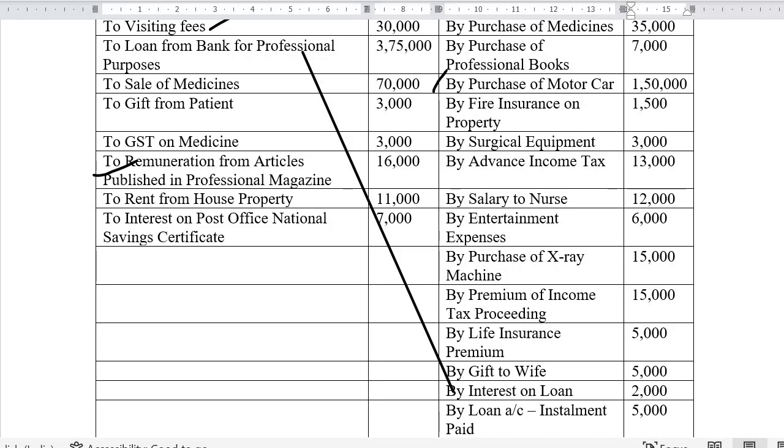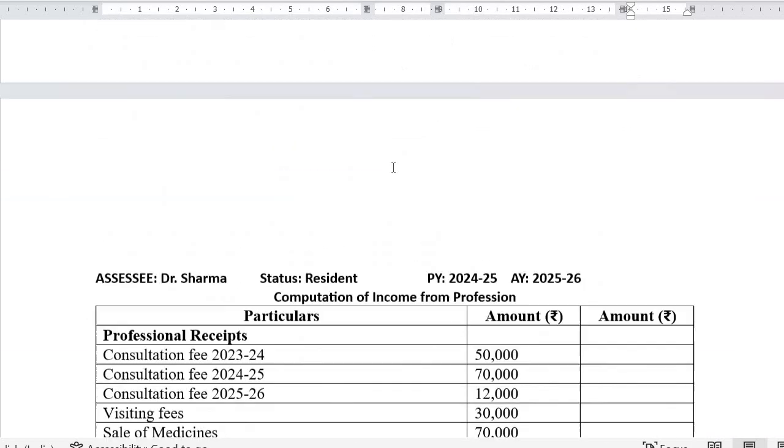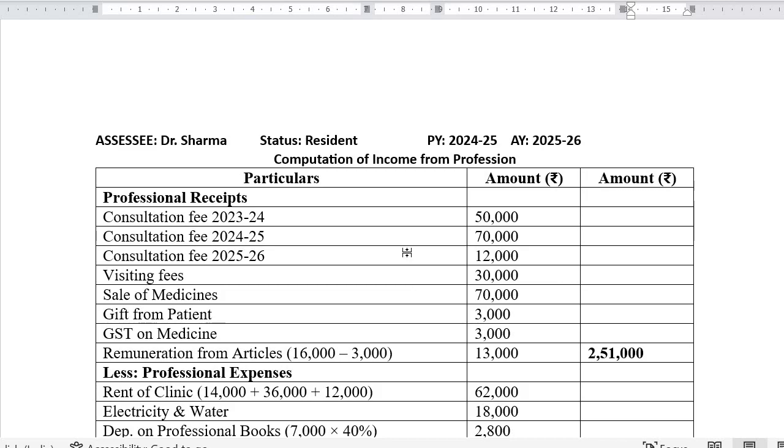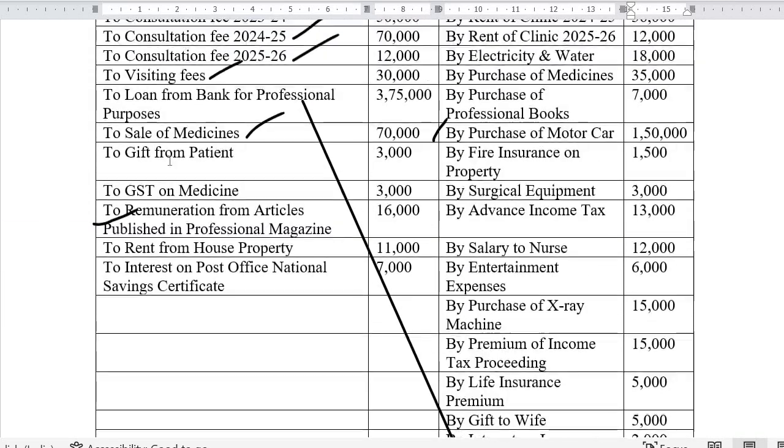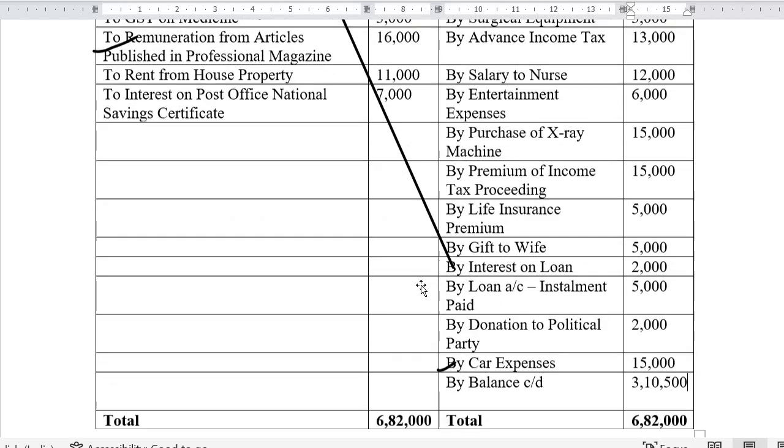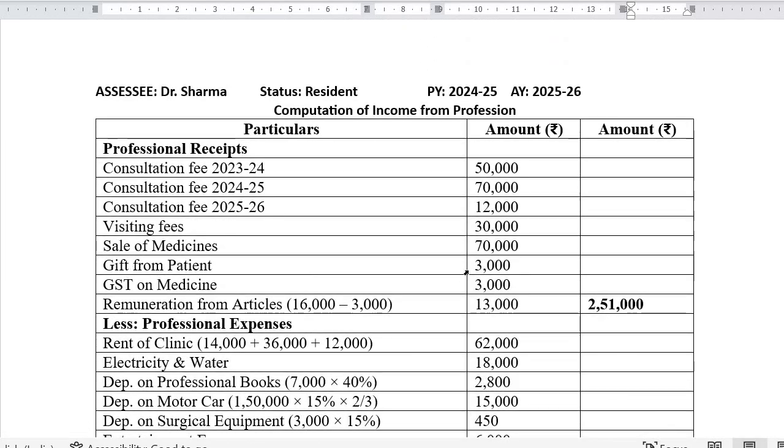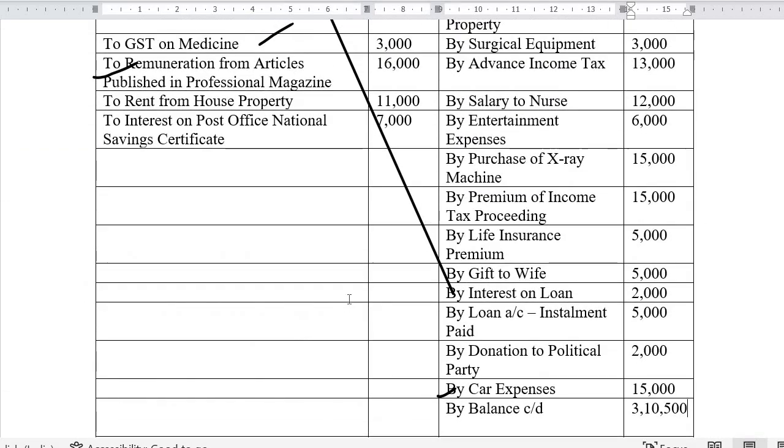Come to the next, sale of medicine. Sale of medicine is a professional receipt. So, I will tick here sale of medicine and we will check here sale of medicine is given. Yes, sale of medicine 70,000 is given. Gift from patient is a professional receipt. GST on medicine is a professional receipt. We will check both are there. Gift from patient is there. GST on medicine is also there.